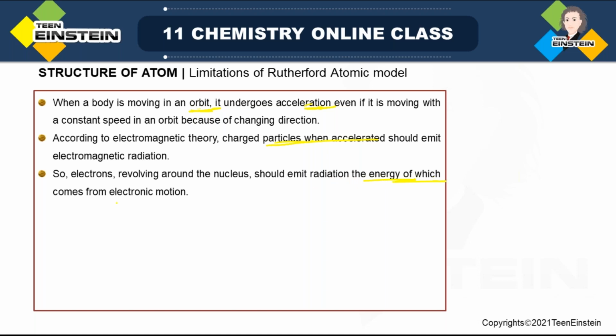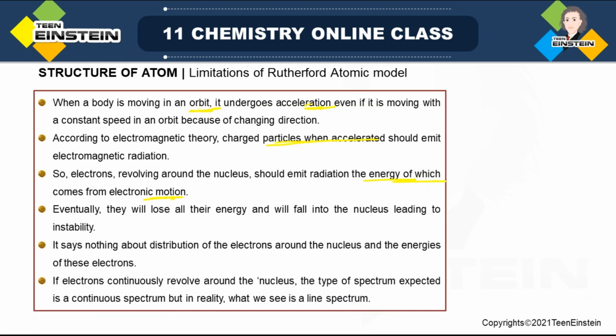the energy of this radiation is basically coming from electronic motion. So when they are emitting radiation, there will be some loss of energy. So the electronic motion will gradually become slower and slower. So when this motion slows, they will fall on the nucleus, right? Because gradually their speed is becoming less and less. So a time will come when they will lose all their energy and fall into the nucleus, and as a result the atom will collapse because there will be no stability anymore.